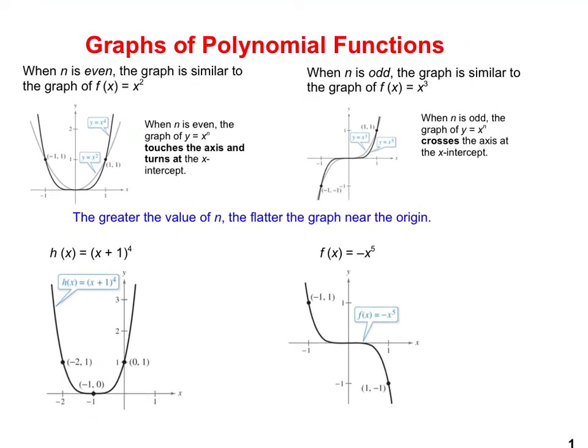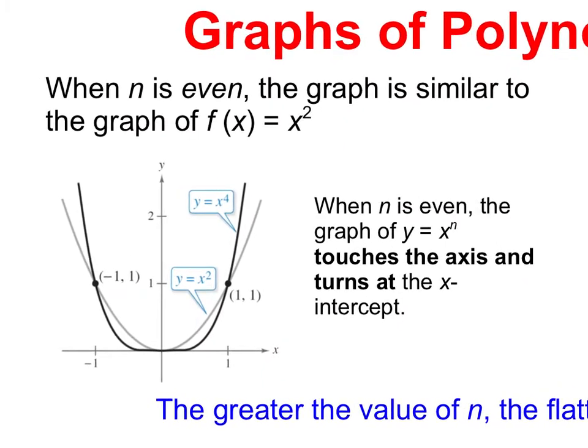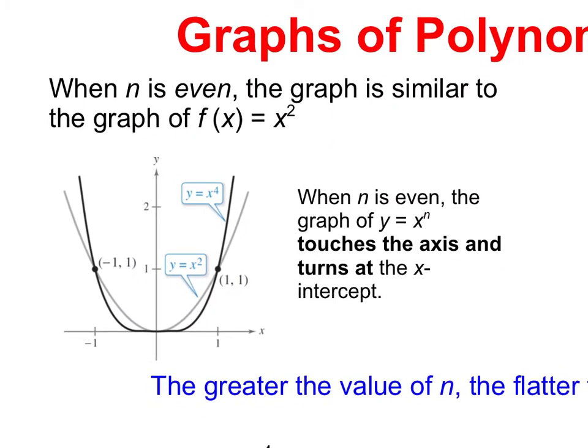And then graphs. So comparing to what we're familiar with, we're pretty familiar with the x squared parabola. And actually, any even function is going to be similar to that. So when n is even, n is the exponent, so when the exponent's even, it touches the axis and turns at the x-intercept. So it doesn't cross the axis, it doesn't go over, it turns and it goes back in the other direction. So that's if your exponent is even. And so the graph that they have here is the x to the fourth. So it's very similar to x squared, just stretched out a little bit longer there on the bottom.